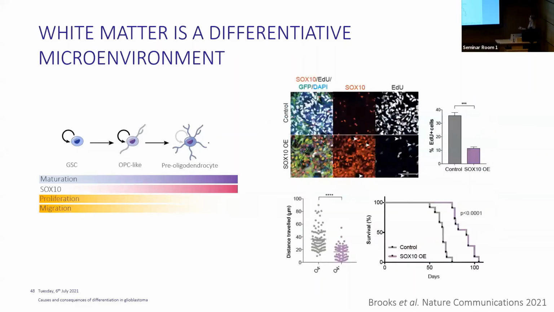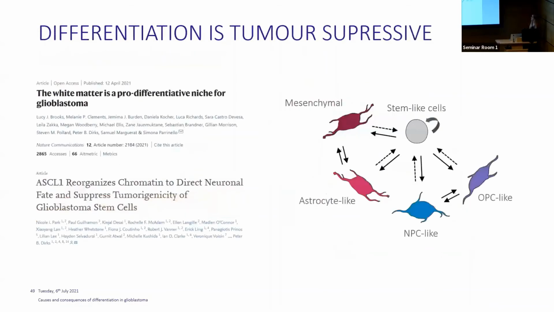If we look at this in more detail, looking at EdU incorporation as a measure of proliferation, these tumours are much less proliferative. If we isolate cells based on their expression of O4, which is a marker of the pre-oligodendrocyte states, so slightly more mature, these cells are less migratory in vitro. But most importantly, if we drive differentiation, we can extend survival. One thing I want to point out is that in this SOX10 overexpression group, the ones that did develop tumours, most of these cells were low or negative for SOX10. So it's really the escapers that were driving tumour growth. So differentiation is tumour suppressive.